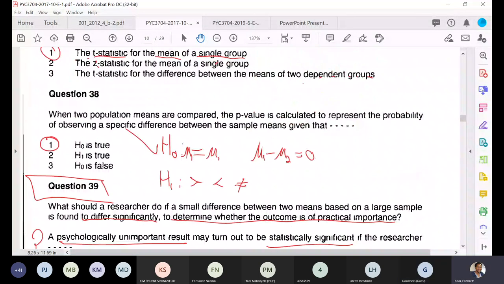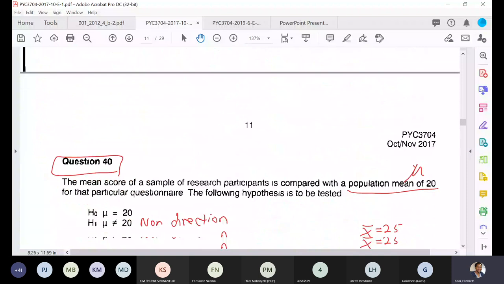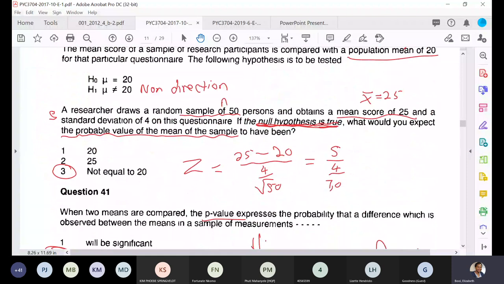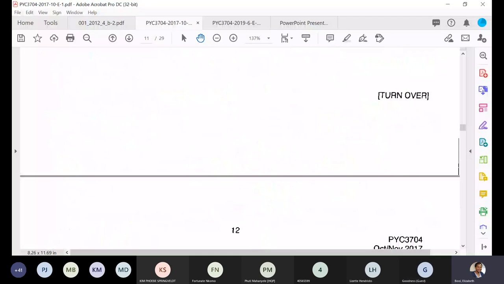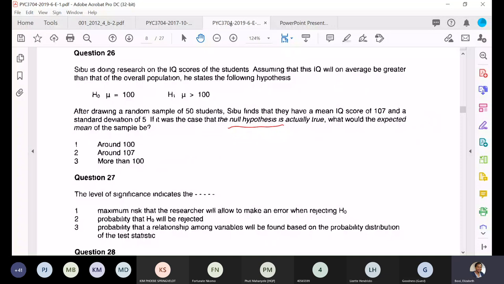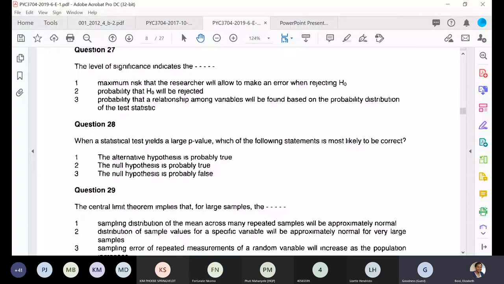Because we looked at the sign on their hypothesis testing. Because we said if the null hypothesis is actually true, therefore this is not true, so it will be not more than. Oh, not more than. So it will be more than, yes.